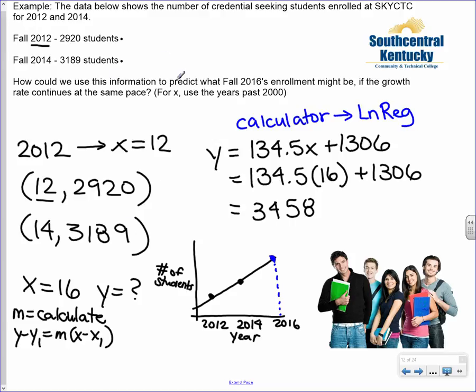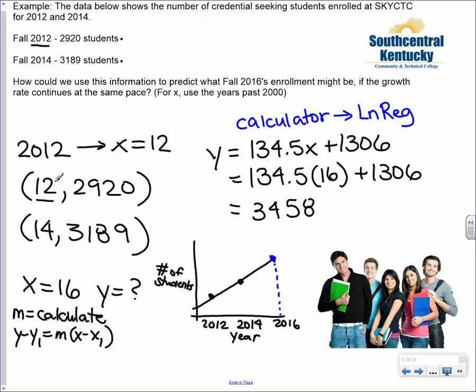Okay, so we want to predict fall 2016's enrollment. To do that, if I can find the line that fits these 2 points, then I could use that line to extend out to 2016 and predict the number of students I'm expecting. So if this growth rate continues, where are we going to be in 2016? The way we can do that is first find the equation of the line, right? So how could I do that?